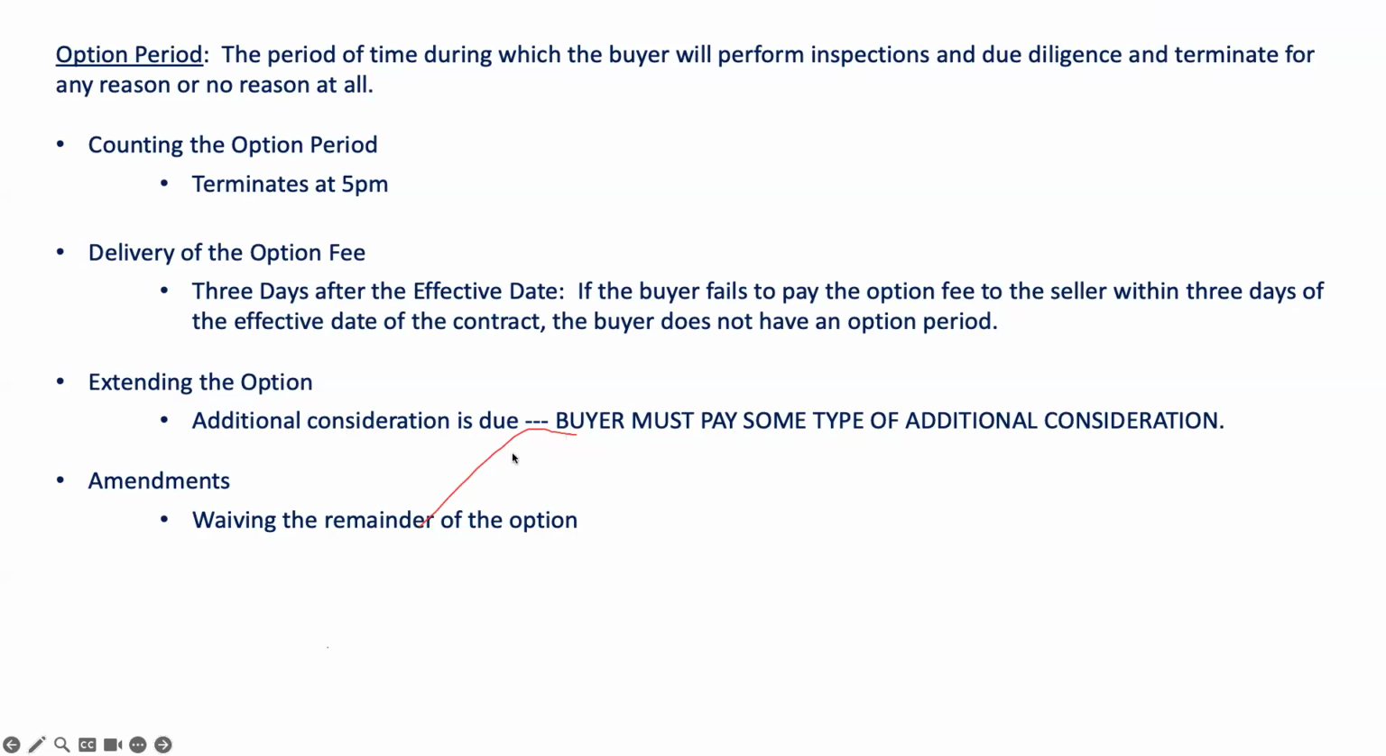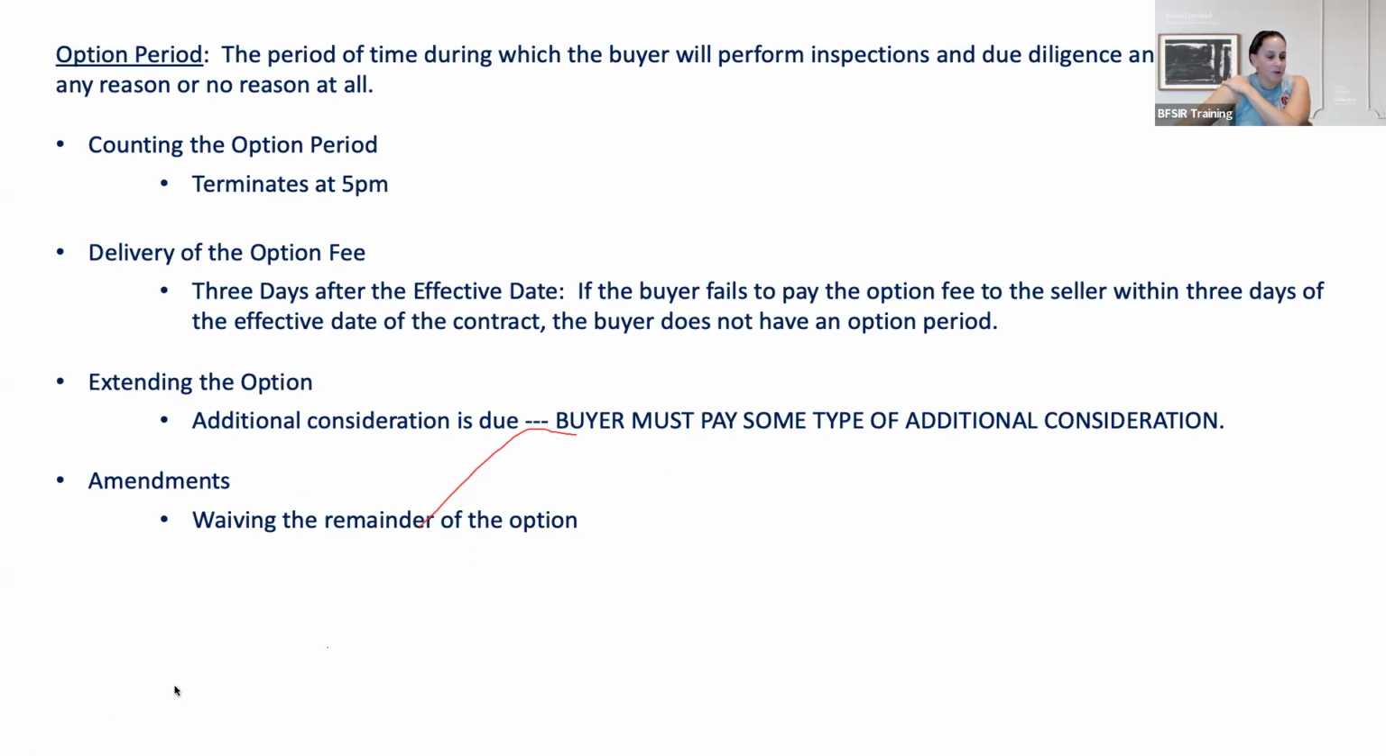People will say, oh, don't worry about it, it's not a big deal. No, you need to worry about it. It is a big deal, even if it's $5 that the buyer's agent Venmos to the listing agent, or they drop off at the house. Please pay some additional consideration under Texas law. As an attorney, I say just do that. Don't say no additional consideration, because technically you do need to pay for that.